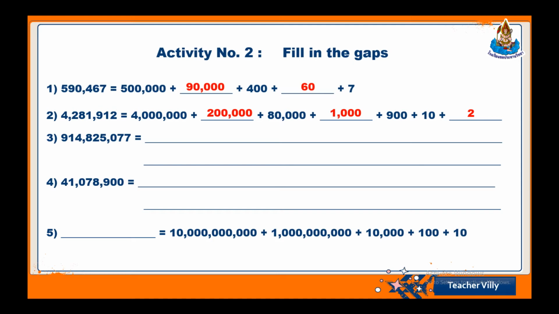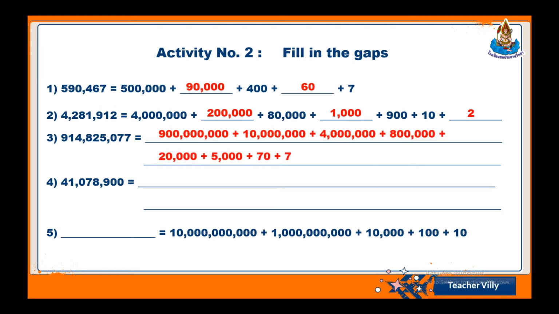Number 3, we have the number 914,825,077. This can be written in expanded form as 900 million plus 10 million plus 4 million plus 800,000 plus 20,000 plus 5,000 plus 70 plus 7. Very good.